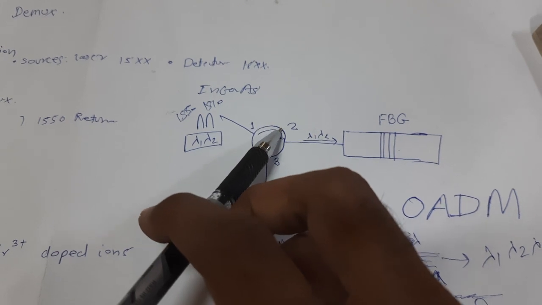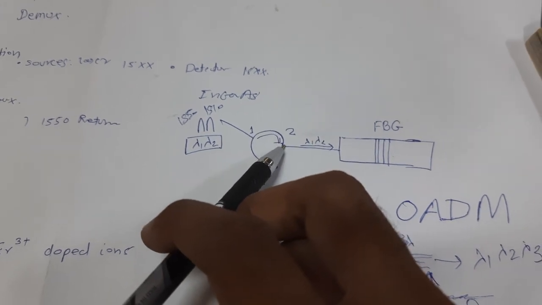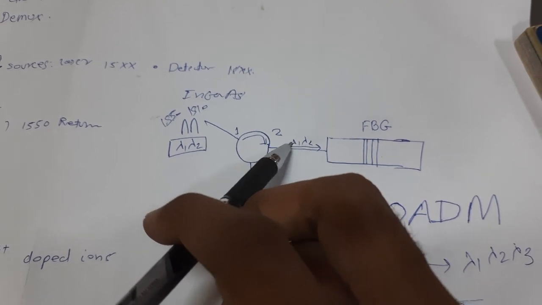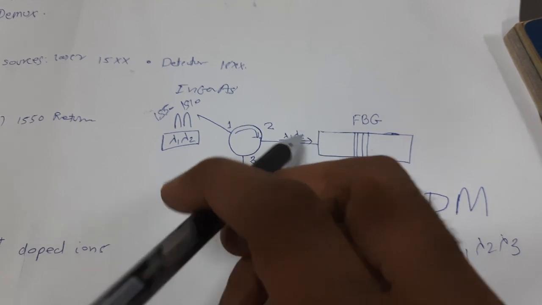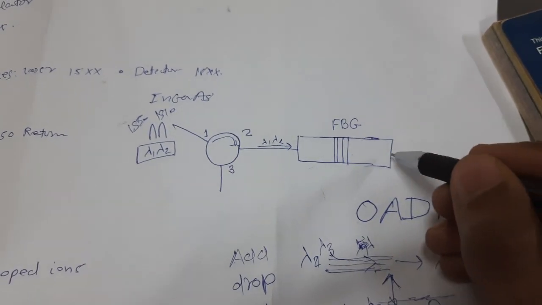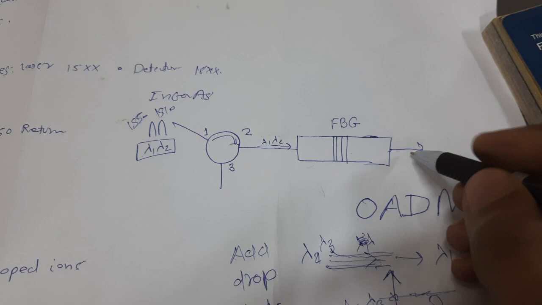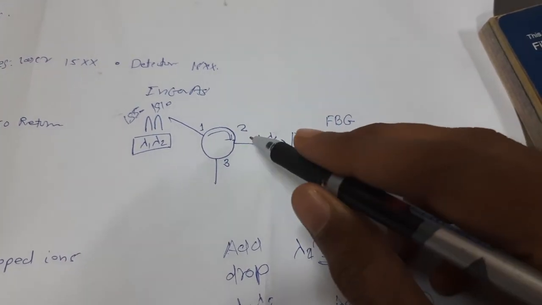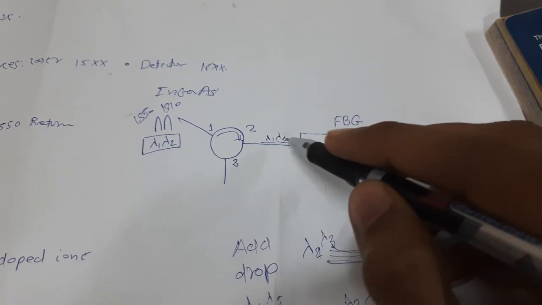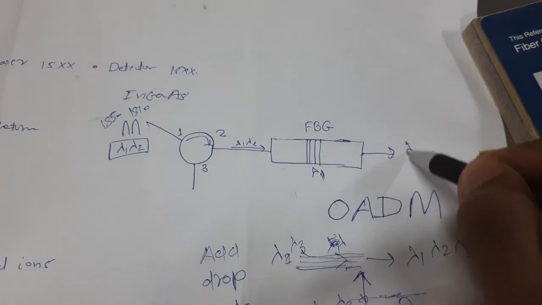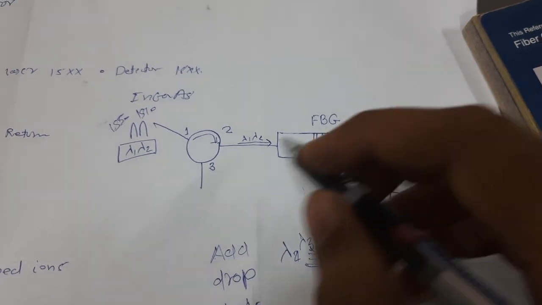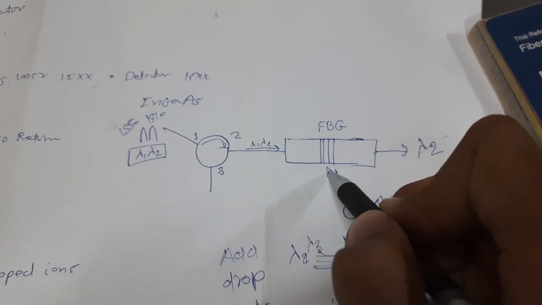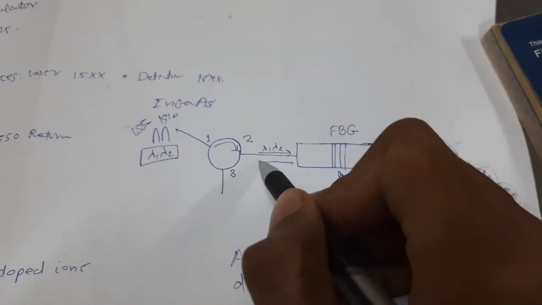The whole signal will go to port 2, and then at this port 2 the same signal, lambda 1, lambda 2, comes here. Now this fiber Bragg grating is here, tuned to lambda 1, that is 1550. Suppose it contains multiple wavelengths, all the other wavelengths will be passed. Here it is only lambda 2. If more wavelengths are there, they will be passed, but lambda 1 will be reflected.